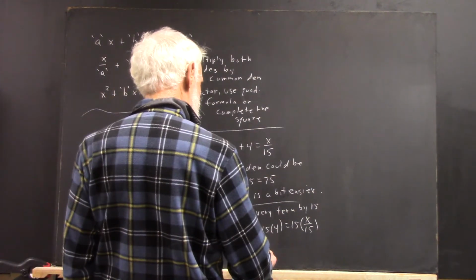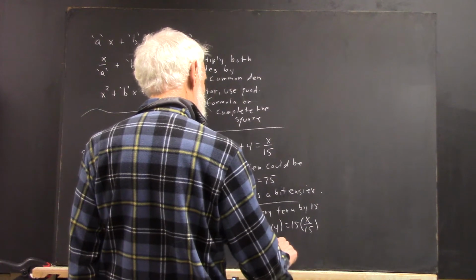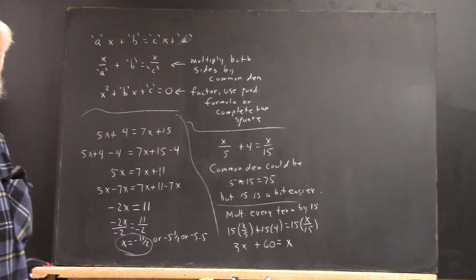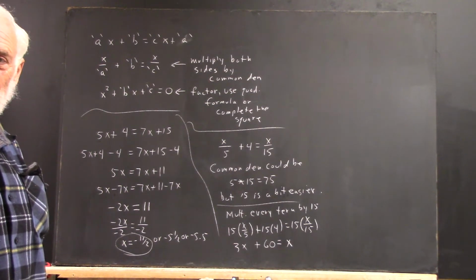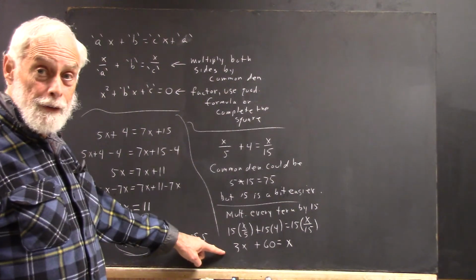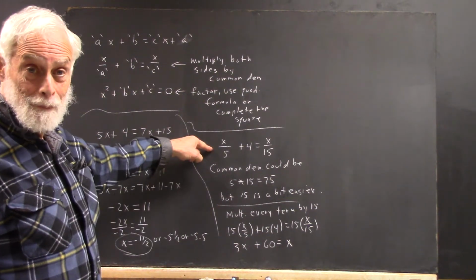Somebody else. Plus 60 equals x, right? Now we're not done, but we can easily finish at this point. And you see that this is a lot easier to look at than this, right?